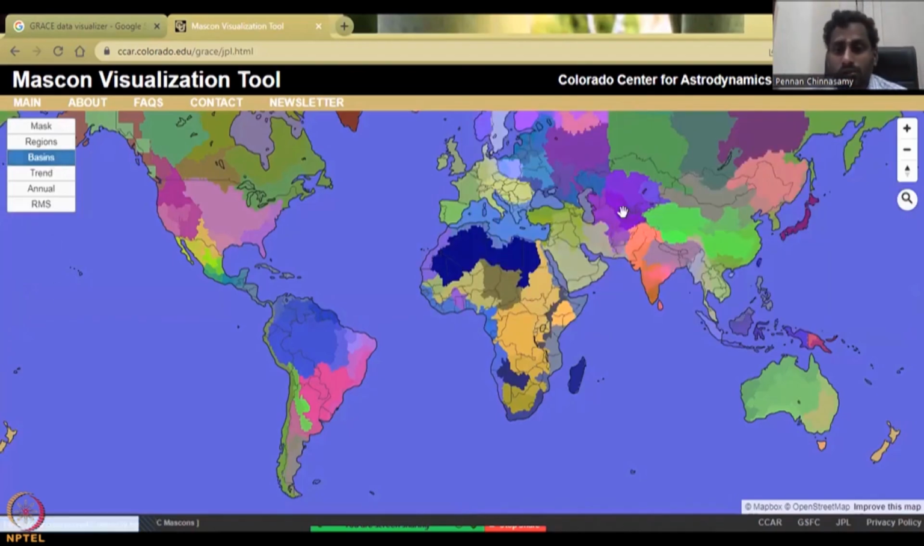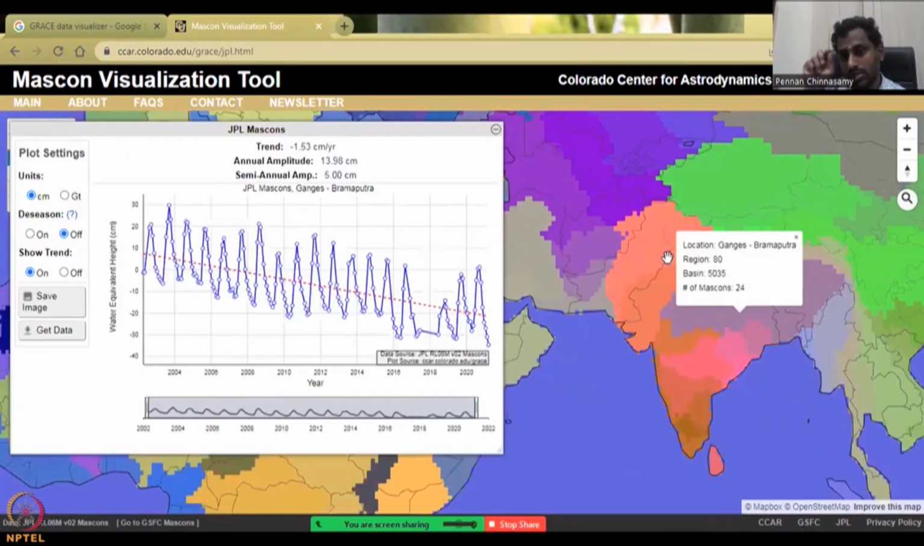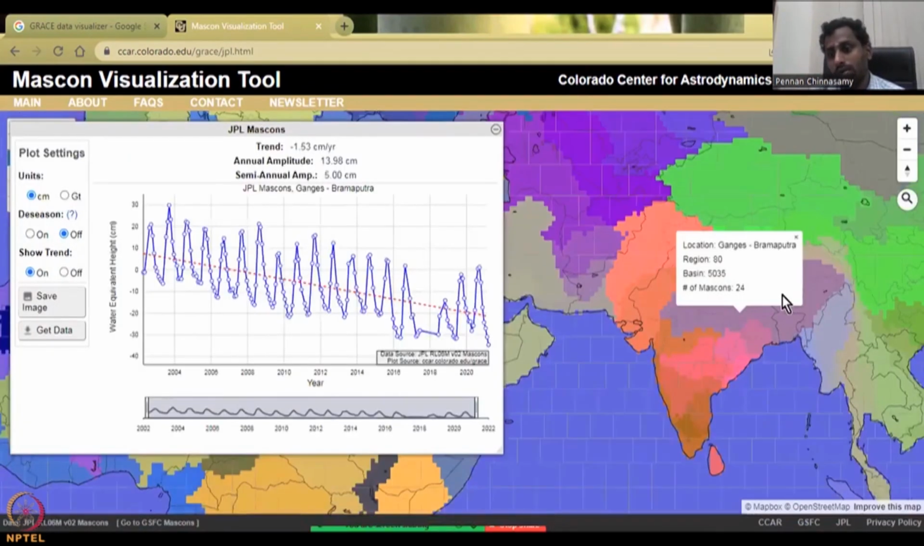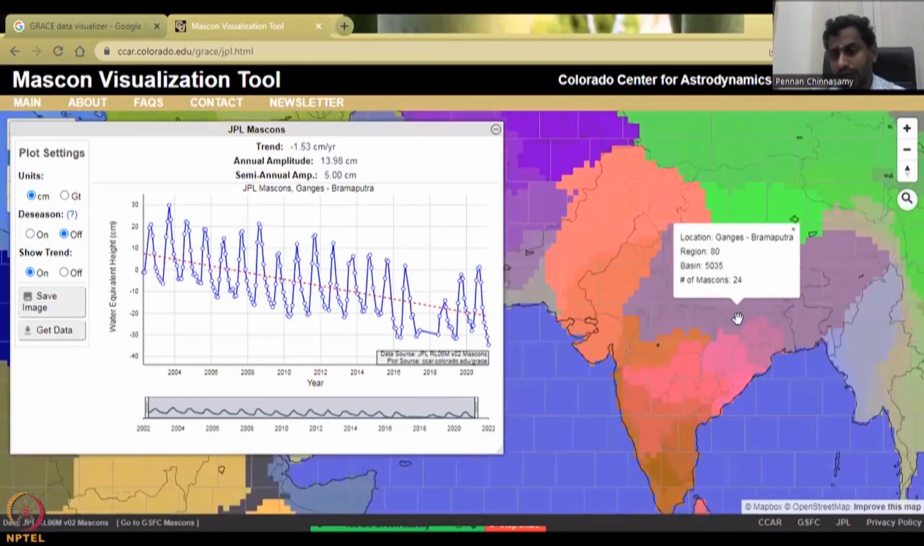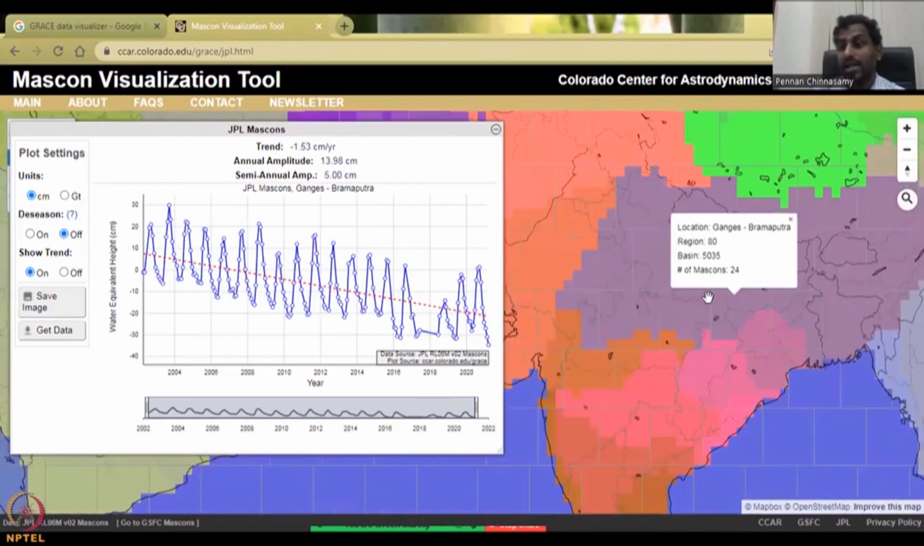Okay, so you see here you have the basin as the Ganges basin. I'm just going to click the Ganges basin. You just click there with the mouse and it picks the mascon, that particular grid. I hope you can see the grid. This is what the satellite measures: each time, one value for the entire grid.